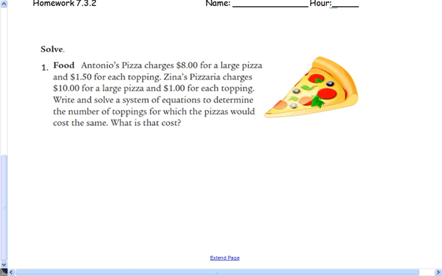All right. So Antonio's Pizza charges $8 for a large pizza, $1.50 for each topping. Zena's Pizzeria charges $10 for a large pizza and $1 for each topping. Write and solve a system of equations. So let's say that toppings are x. And then we'll write an equation and we'll say y is the cost.